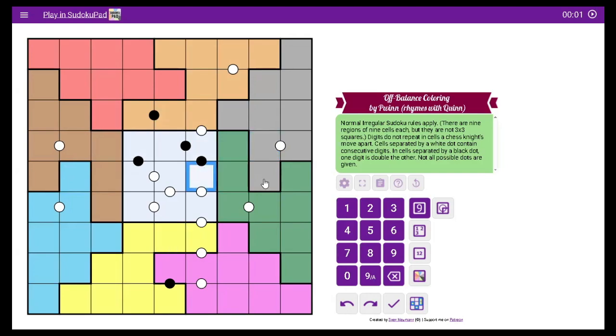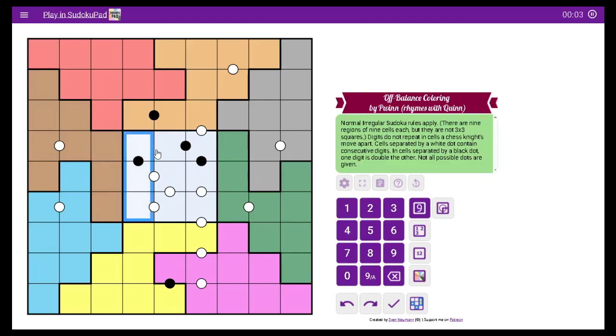A cell separated by a white dot contain consecutive digits. So these are consecutive. Cells separated by a black dot, one digit is double the other. Not all possible dots are given. So those are the rules. The way to play is to click the link below. Now it's my turn. Let's do it.